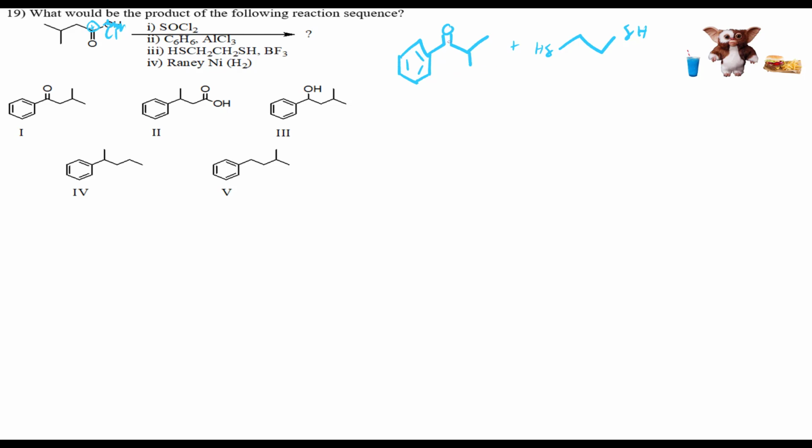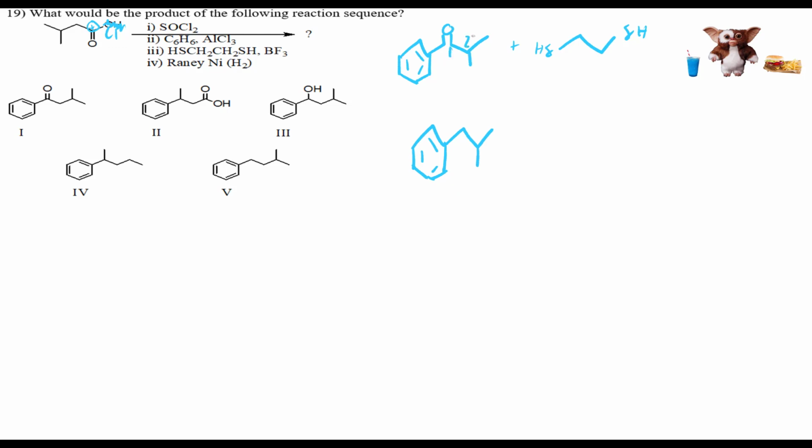Now, thioacetal, you know that is going to be paired with the Raney nickel. And the Raney nickel is going to allow us to get rid of this ketone. And so my answer choice should just be like this. Also, there's no rearrangement on this one, so you're fine. So there we go.